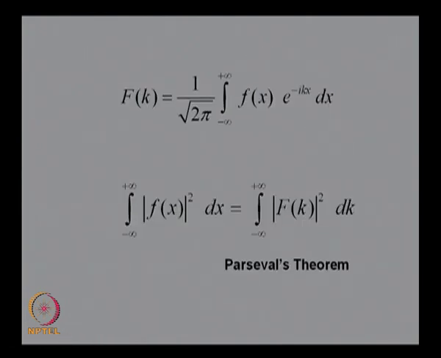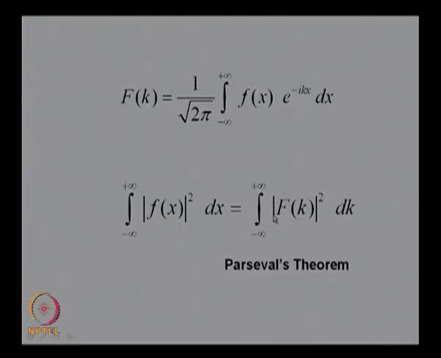Now, let me derive one more relation. I have this Fourier transform, and I will show that if f of x is normalized, then f of k is also normalized, and the proof is very simple, and we will again use the Dirac delta function.